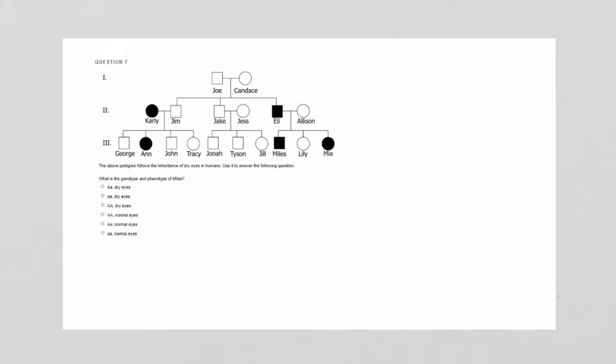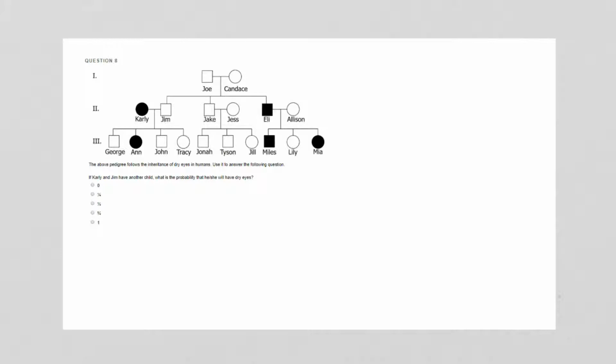In question 7, we're asking about Miles. Miles was her child. We actually looked at him a little bit in the previous question. He's little a because he does have the colored-in phenotype. And so he has dry eyes because this is a pedigree for dry eyes.